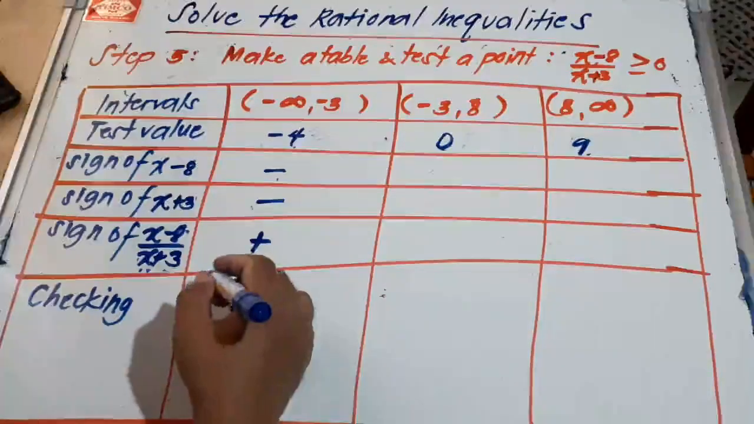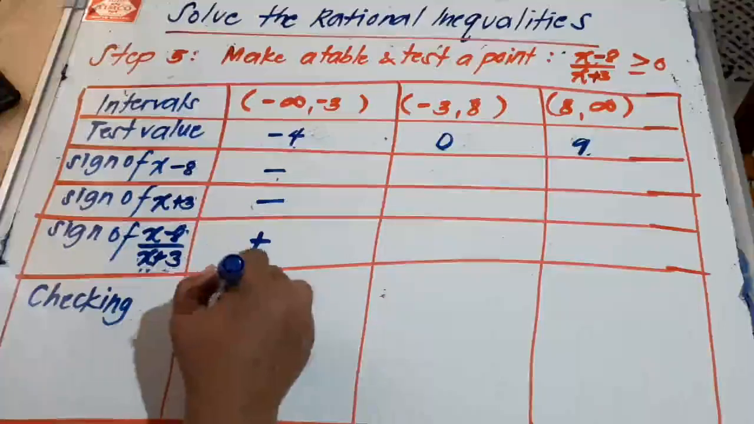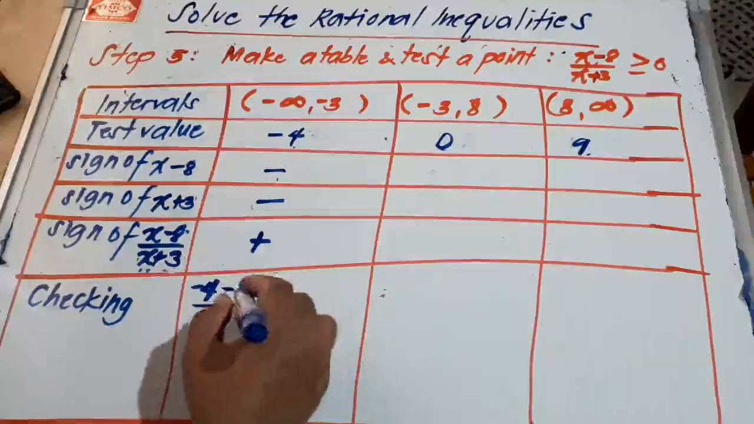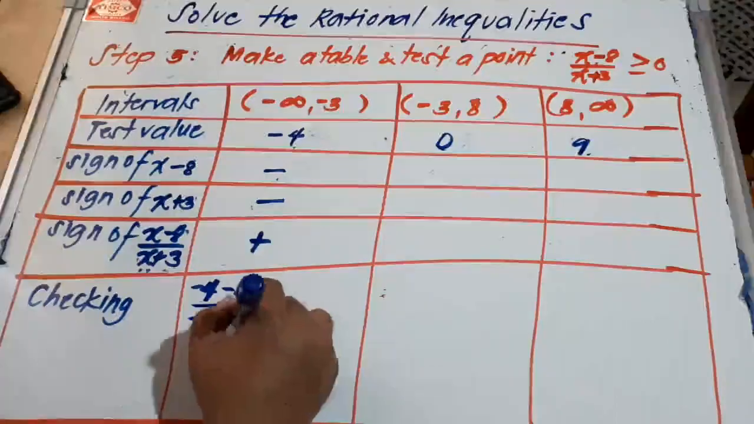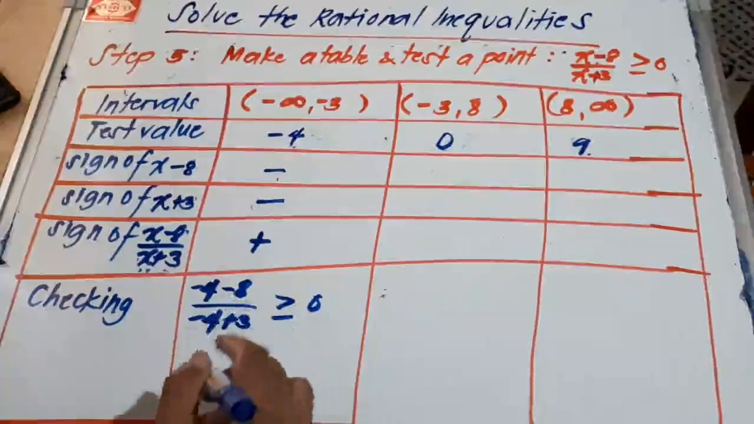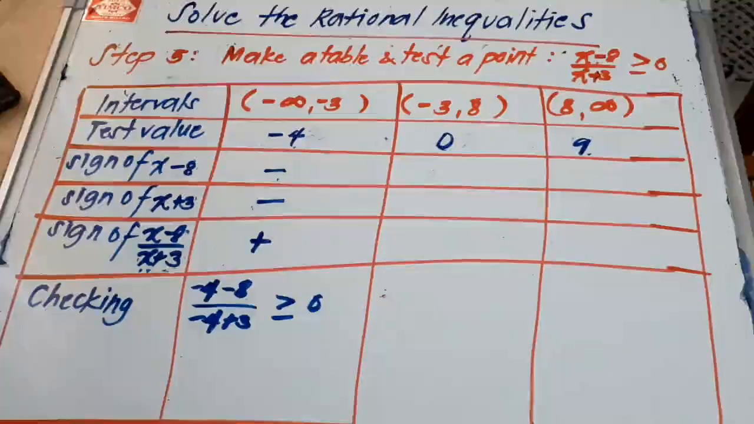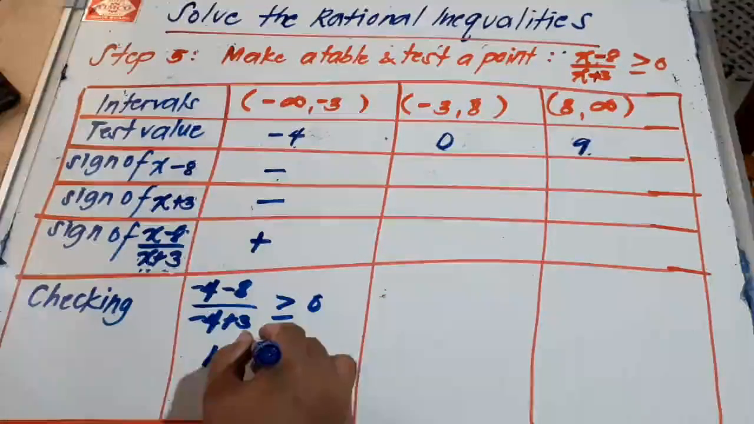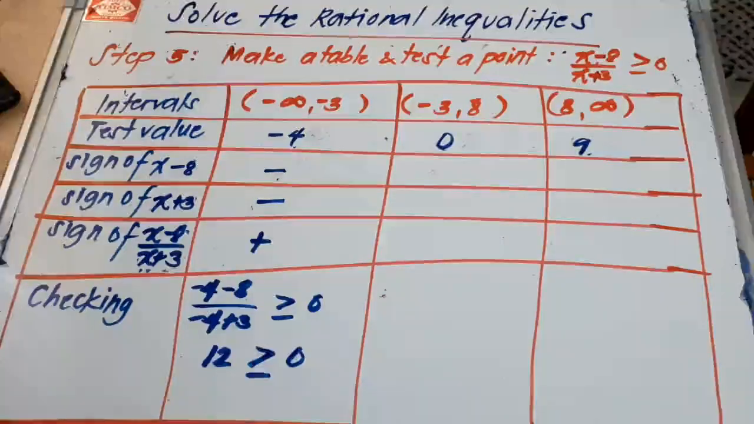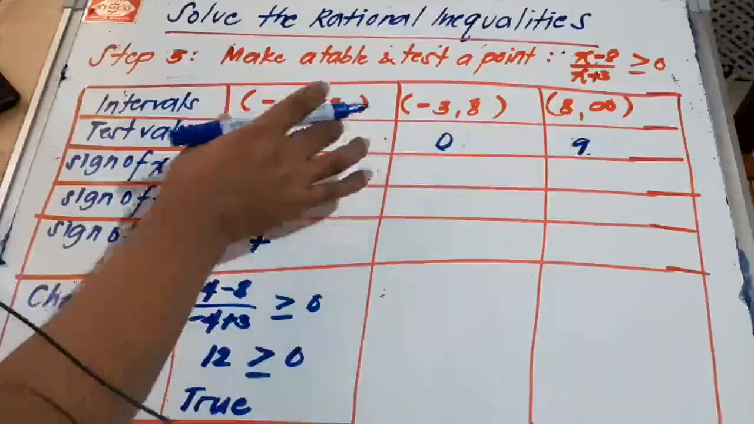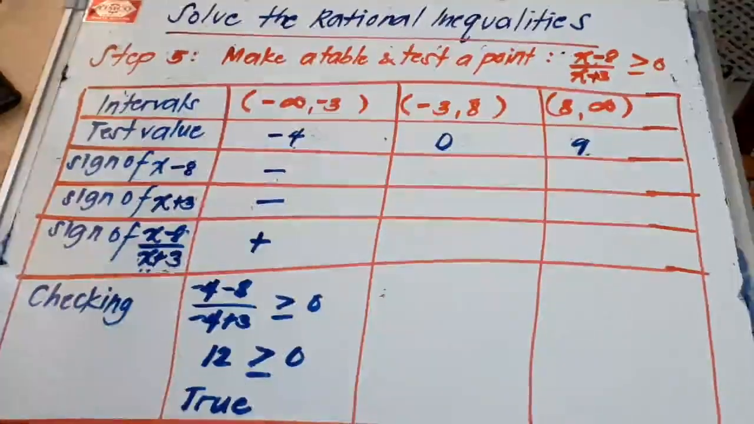If x is negative 4, we have negative 4 minus 8 over negative 4 plus 3. It should be greater than or equal to 0. Negative 12 divided by negative 1 is positive 12. So, dinaretso ko na. That is greater than 0. Therefore, naging true. The inequality is true when x is equal to negative 4. Ibig sabihin po, itong interval na to ay part of the solution ng ating rational inequality.